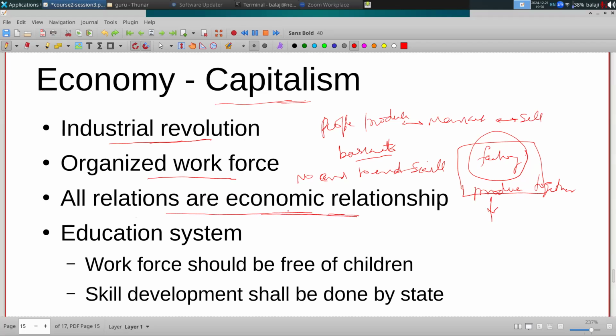In capitalism, all relationship is an economical relationship. That is, even your family relationship, everything is organized as an economical relationship. We can talk about it a little later, in more detail. But if you see, you depend on your parents or your kids depend on you, there are economic reasons, right?